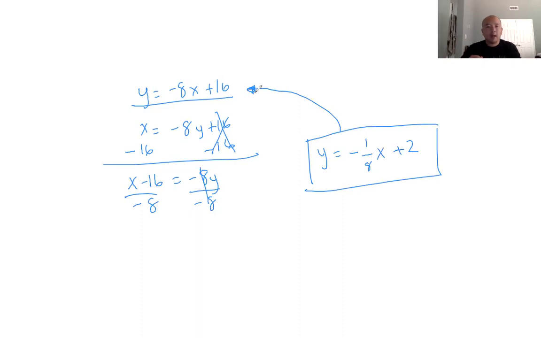All right? Next, let's do number 12 on your homework. Number 12 is y equals x squared minus 4. What you're going to do is switch the x and the y, and then you're going to solve for y. So then you add the 4 to both sides.